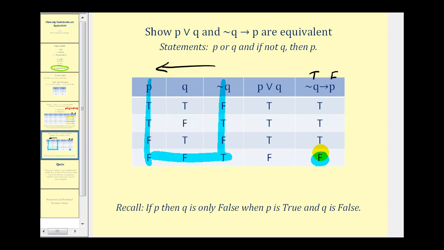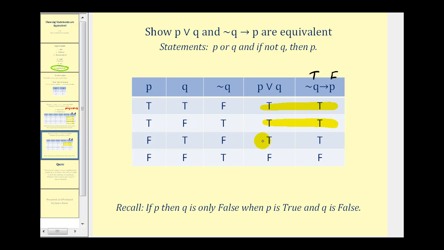Everything else is true. And now if we take a look at these last two columns, notice we have true, true, true, true, true, true, and false, false. Therefore, we've shown these statements are equivalent. P or Q is equivalent to if not Q, then P.